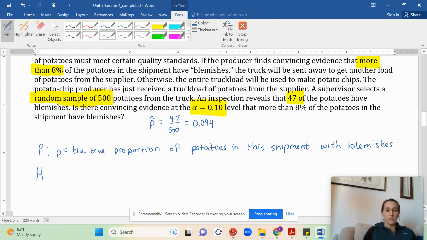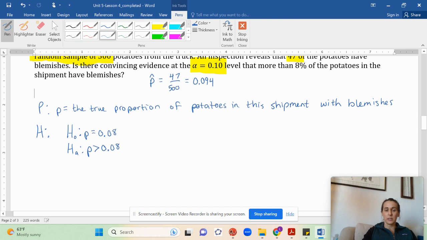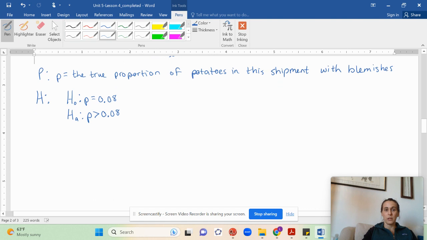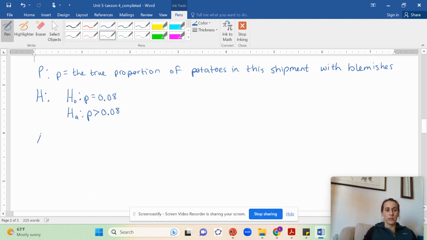H for PHANTOMS says state your hypotheses. The null hypothesis, H naught, is that the true proportion is equal to 0.08. And the alternative hypothesis is that we want to know, is it actually greater than 0.08? Do we have strong enough evidence that this truckload should be returned?